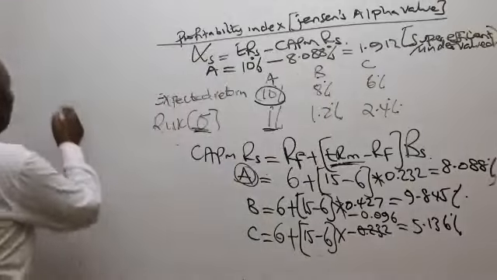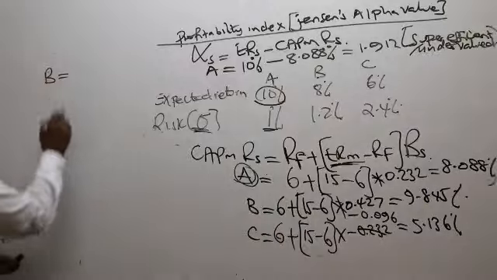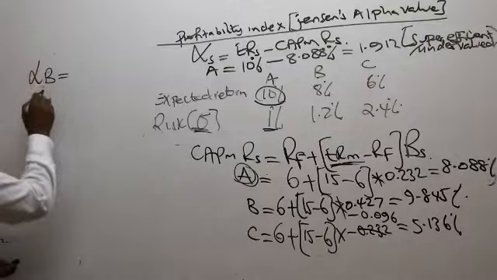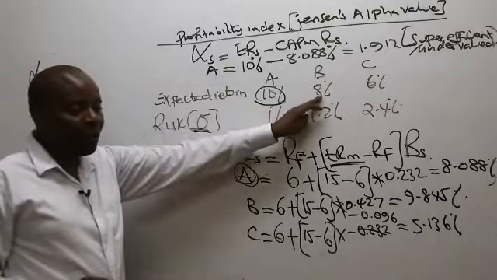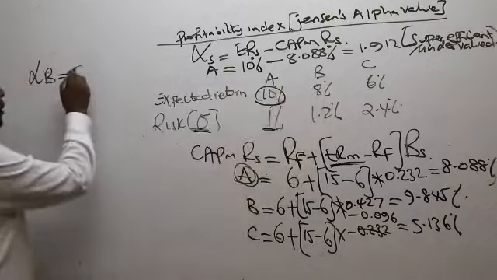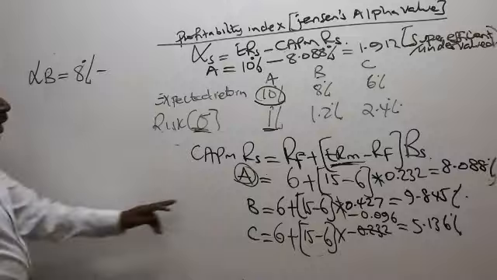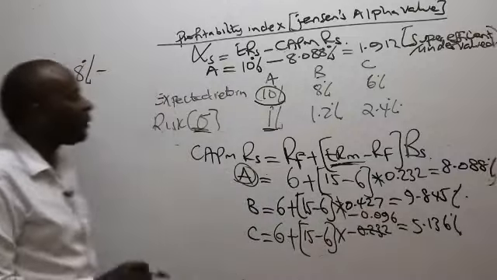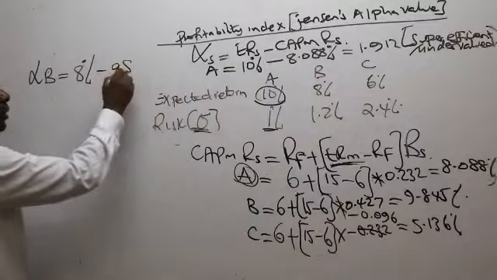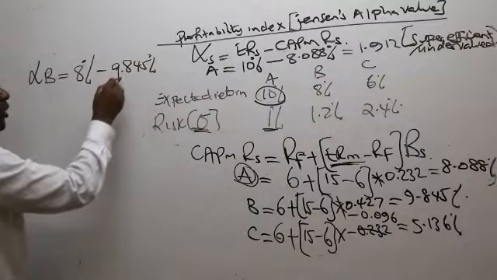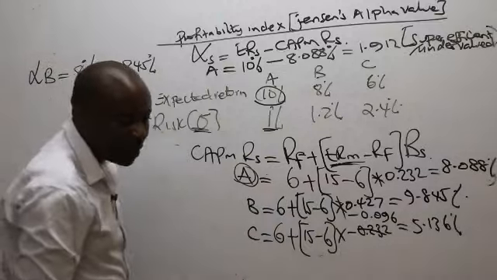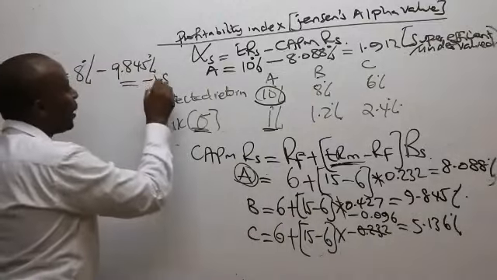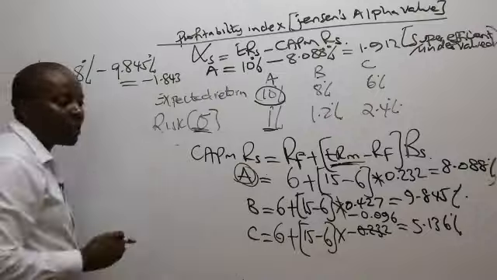How about B? For B, the alpha, ladies and gentlemen, I'll take the expected return of B, which is 8%, minus its CAPM return, which happens to be 9.845%. So then this one will end up giving us what figure at the end of the day? I'm being told it's negative 1.843. It's a loss-making thing.